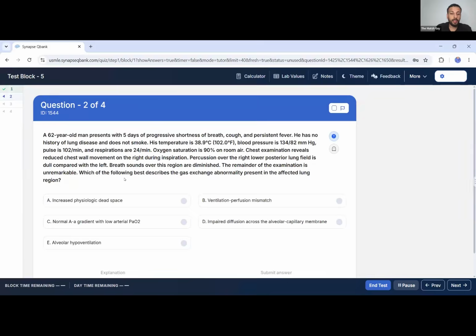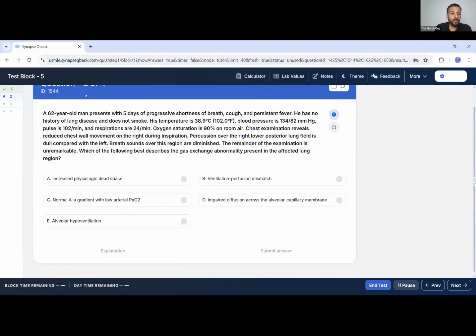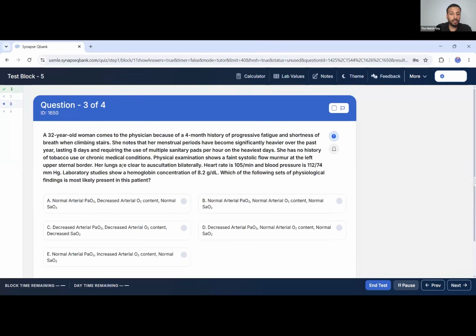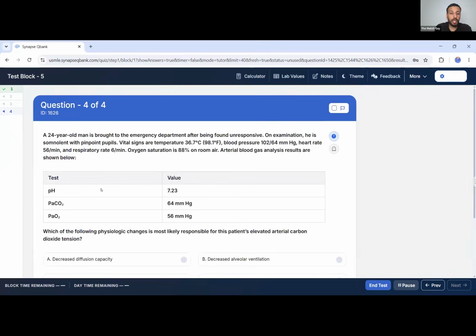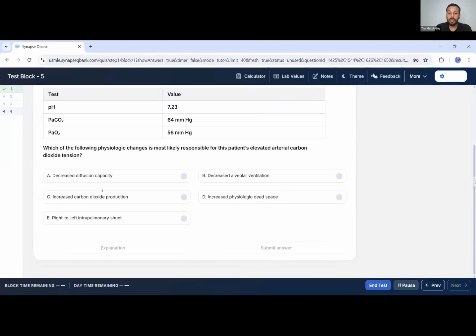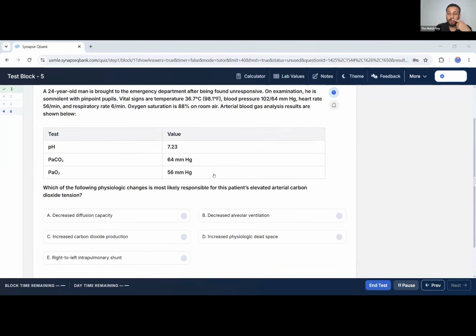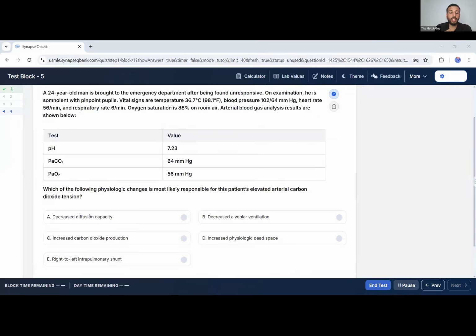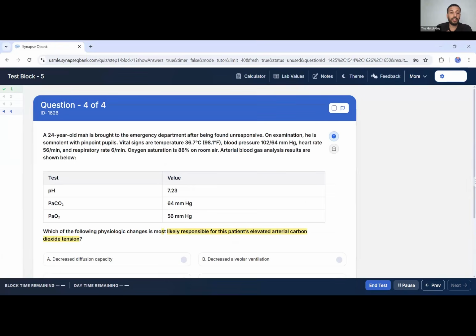Okay, so let's see another one. Which of the following physiological changes is most likely responsible for this patient's elevated arterial carbon dioxide tension? A 24-year-old man is brought to the emergency department after being found unresponsive. On examination, he is somnolent with pinpoint pupils.